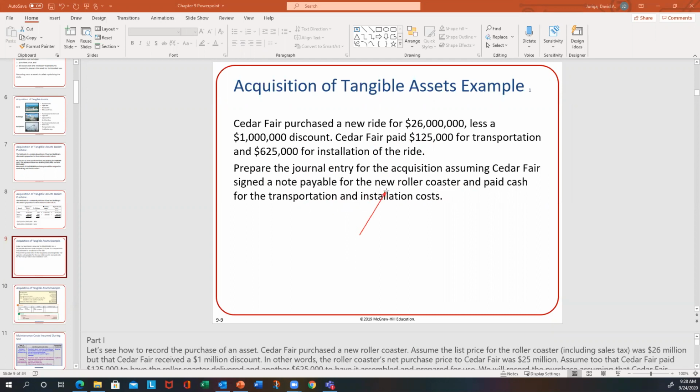they had to sign a note for the new roller coaster, so they didn't pay for all of it, but they're just going to pay cash for the transportation and installation. Let's show you how that would work.